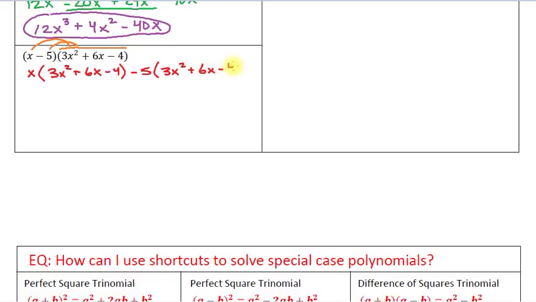Now, we can go through the proof and show you how mathematically this works. I've done it before in previous class. If you'd like to let me show that to you, just stop by at tutoring sometime. We'll go over and show you why this always works to simplify or multiply these two polynomials.